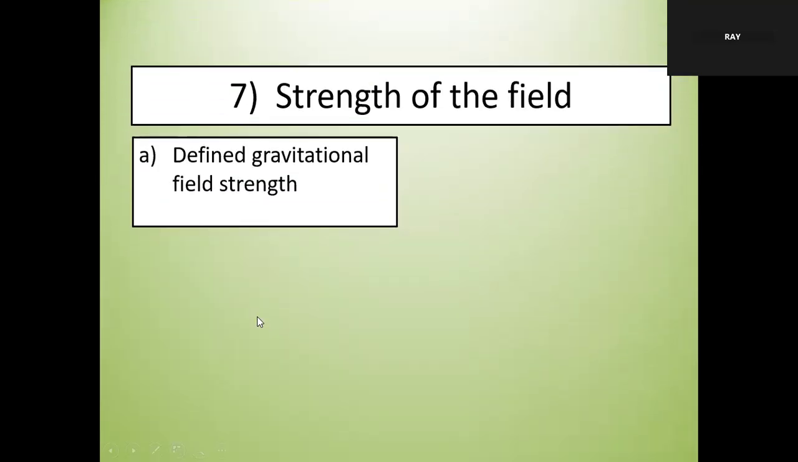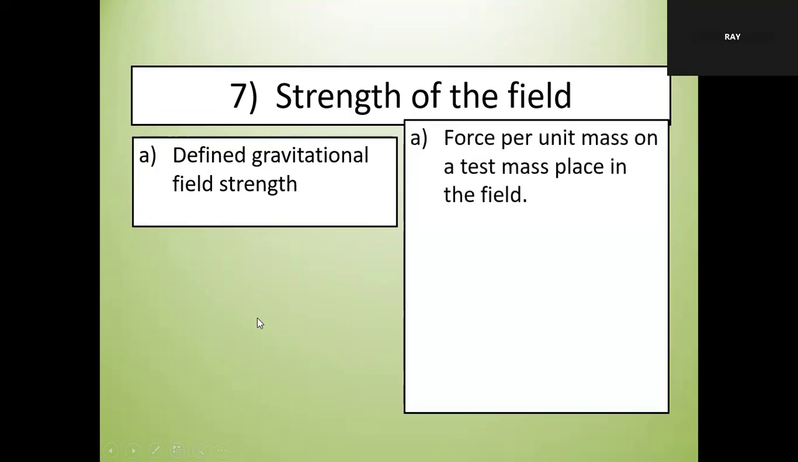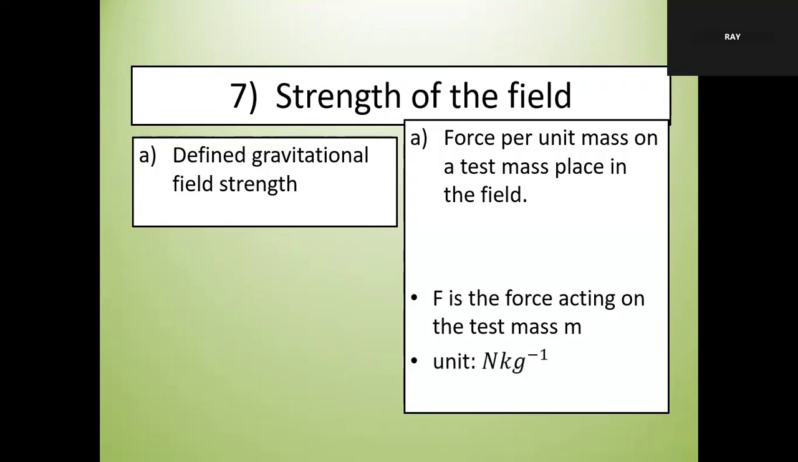Define gravitational field strength: force per unit mass on a test mass placed in the field. F is the force acting on the test mass m. The unit is Newton per kilogram. To find the gravitational field strength, we take a mass, find the force on the mass, and divide force by mass. Memorize the formula and know how to use it. Force is in Newtons, mass is in kilograms.